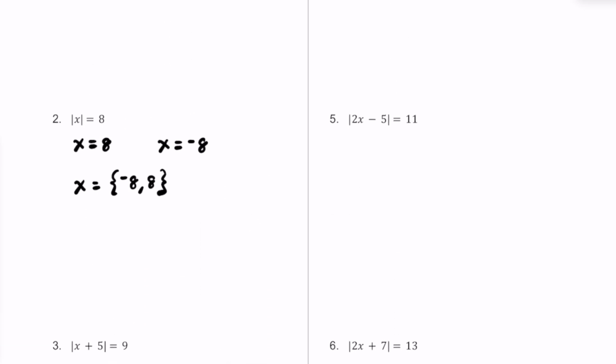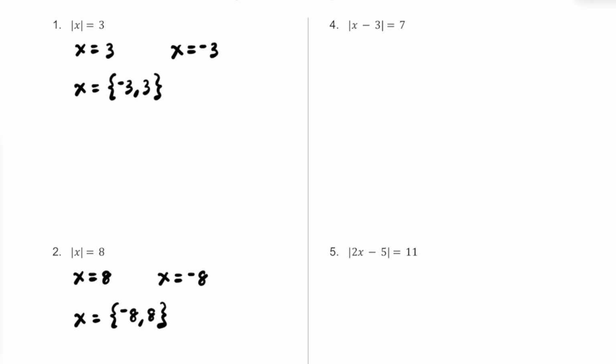Here's number 4. In number 4, we have the absolute value of x minus 3, or the difference of x and 3, is equal to 7. So one scenario is going to be just dropping the absolute value bars. Let's just say x minus 3 is equal to 7. And in the second scenario, we're going to say that x minus 3 is going to be equal to the opposite of 7, or negative 7.